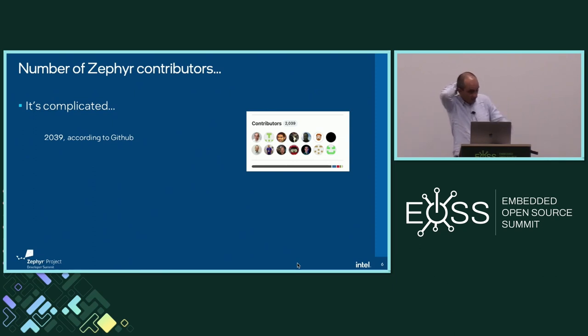I mean, that's one of the numbers you will see: 2,039 contributors according to GitHub. That number basically means that, based on the code base and how many commits you have there and who has committed, we have over 2,000 contributors. Obviously, that does not mean that at any given time we have 2,000 contributors, but over the life of the project, over 2,000 people actually worked on the project, contributed in one way or another.